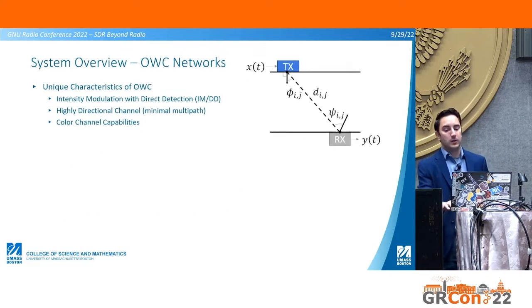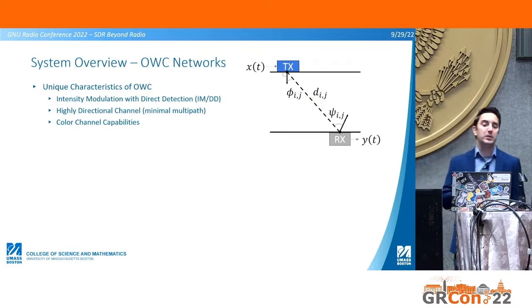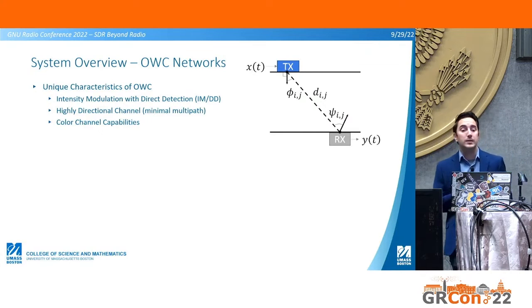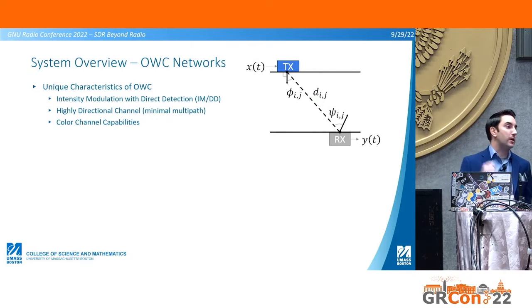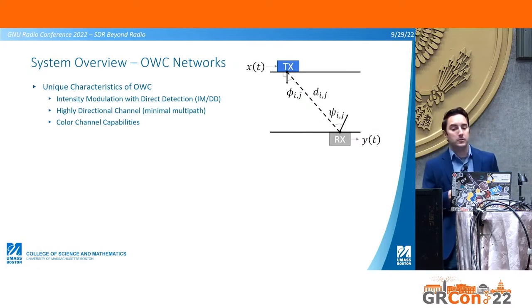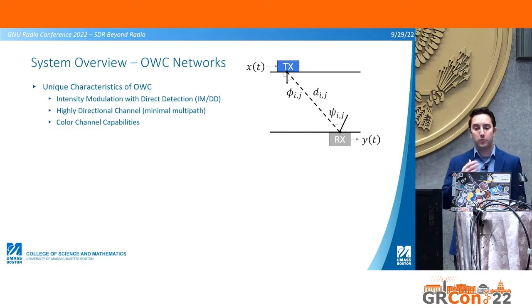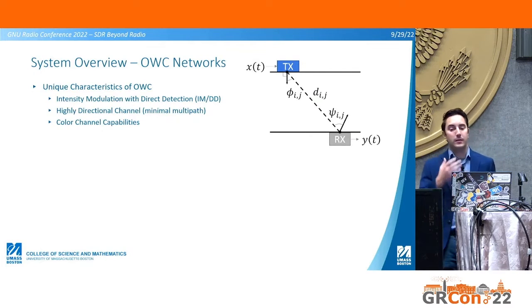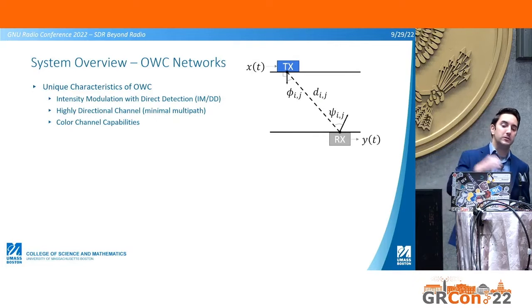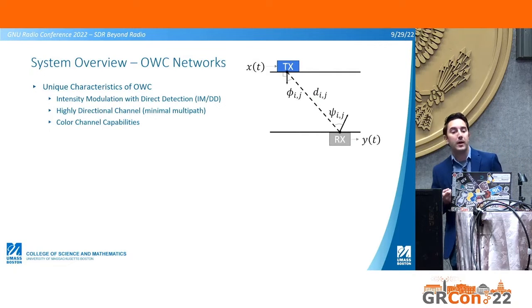And so we'll talk a little bit about the system objectives, or the system overview. For those of you maybe not as familiar with optical wireless communication, here are some of the unique characteristics, particularly for visible light communications, Li-Fi type problems. We're looking at intensity modulation with direct detection. So you're driving a current signal into an LED, directly proportional to your optical power output. That optical power is picked up at a photosensor, converted back to a current, and received at the other end.